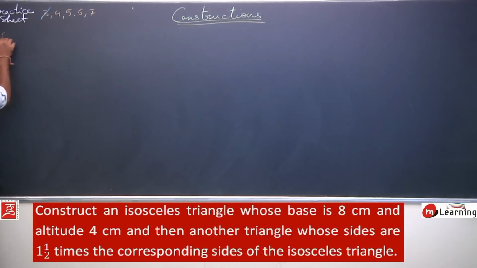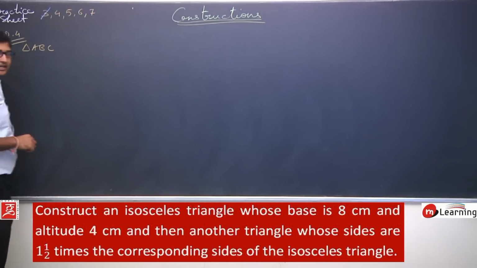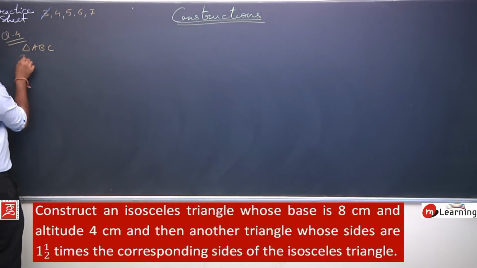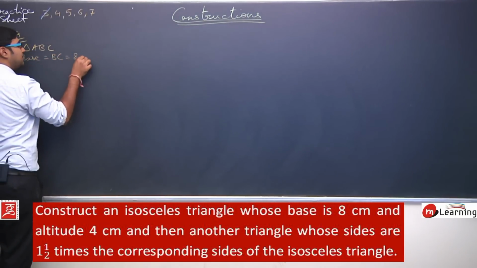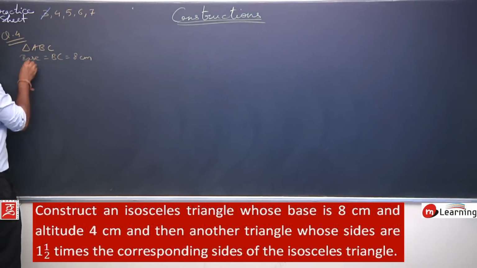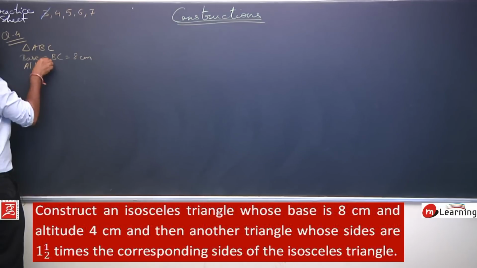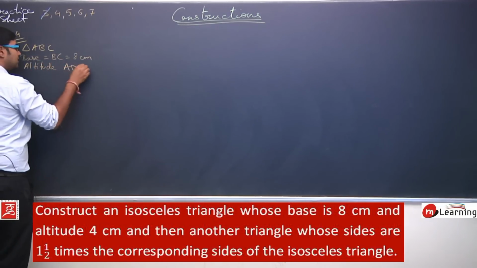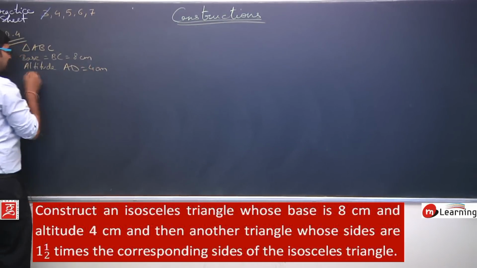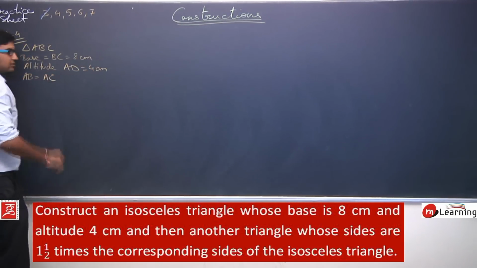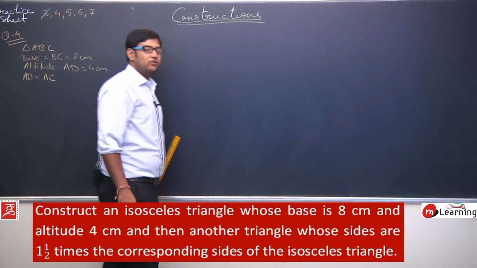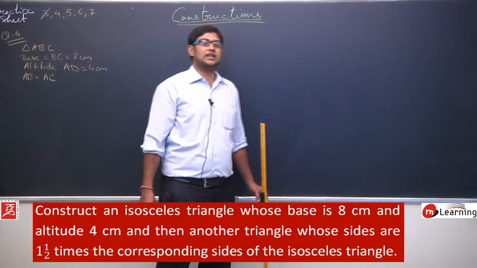So question number 4, you need to construct a triangle ABC where, let us say, the base is BC and it is 8 centimeters, and altitude AD is equal to 4 centimeters, and let us say AB is equal to AC are the two equal sides of this isosceles triangle.